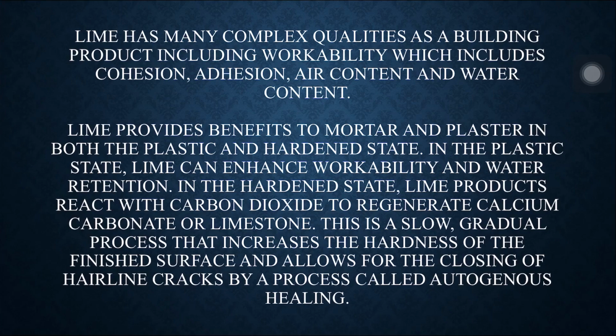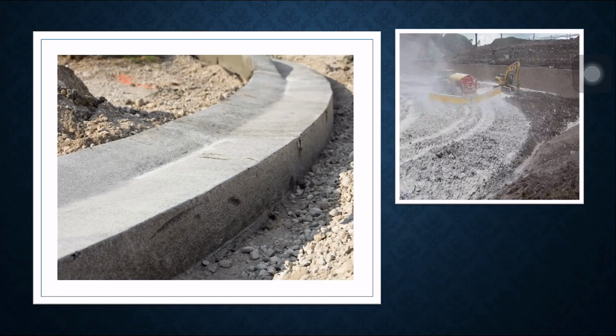In the hardened state, lime products react with carbon dioxide to generate calcium carbonate or limestone. This is a slow, gradual process that increases the hardness of the finished surface and allows for the closing of hairline cracks by a process called autogenous healing. So here is the picture of uses of lime, and the right slide is the process of using lime pulverized for soil.